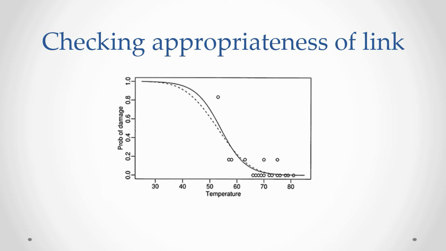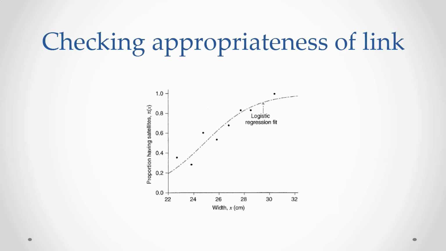Now, two examples of checking the appropriateness of the link. This comes from the O-rings data, and as you can see, the plot of the empirical proportions of damage corresponding to various temperatures does not really reflect the true underlying nature of the curve. Another data set which we shall consider is the horseshoe crab data, which has been well studied by Agresti, and when we look at a similar smooth curve from the horseshoe crab data, we see that it gives a rather good indication that the logistic regression will fit well.